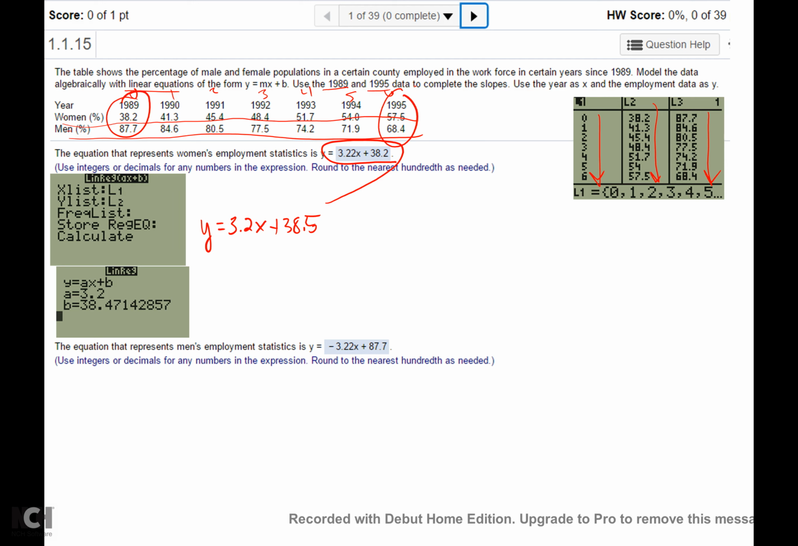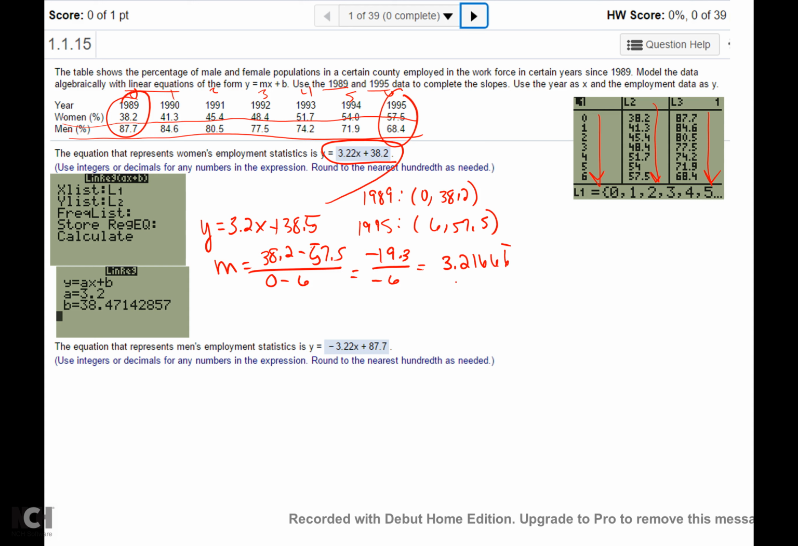If I do this for females, the women, your two ordered pairs would be 0, 38.2 for 1989, and for 1995, your ordered pair is 6, 57.5. If you're doing this by hand, the first thing you have to do is calculate your slope, which is y2 minus y1 over x2 minus x1. So I'd have 38.2 minus 57.5 is negative 19.3, divided by negative 6, which gives me 3.216666 repeating, which is where they got the 3.22 for the slope.